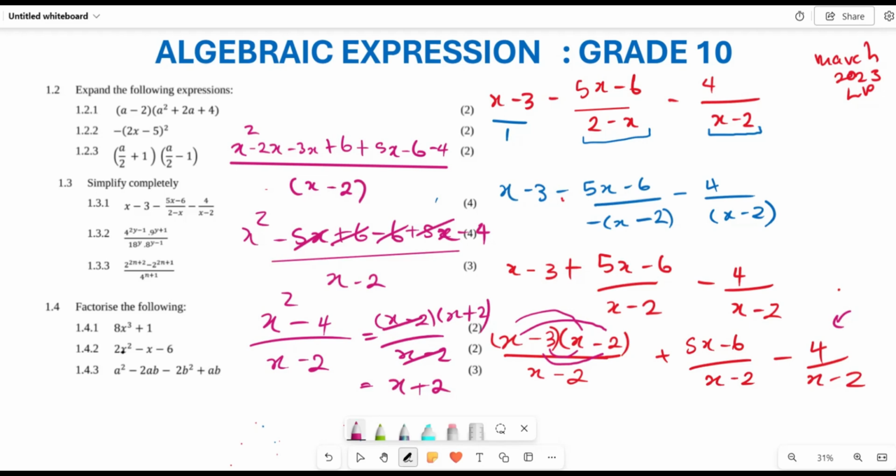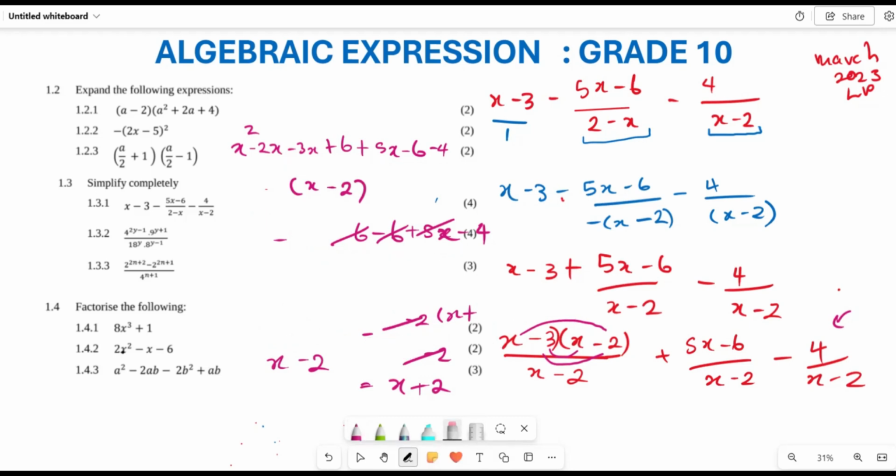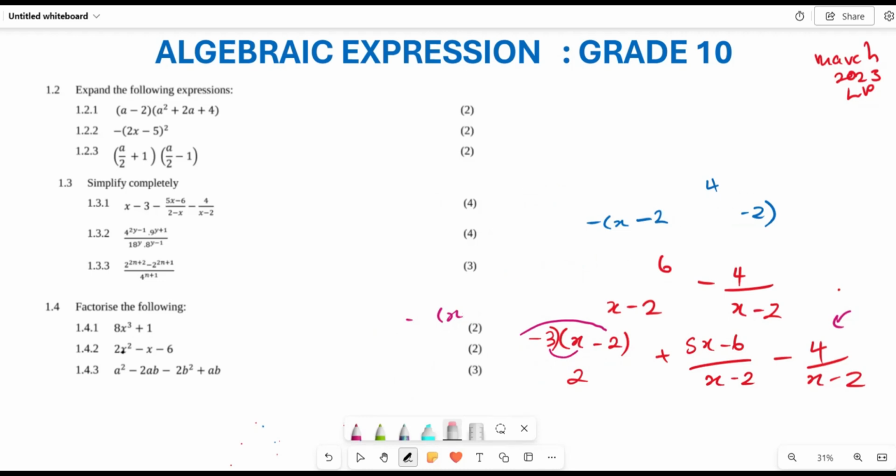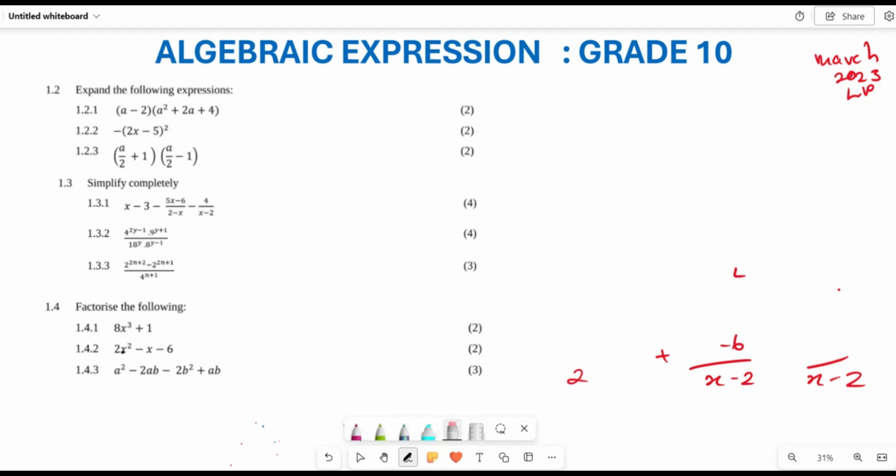So basically, this is how we are going to do this particular question, right? Now let's move swiftly along and see what else we can have in here. Now from here we are looking at 1.3.2.